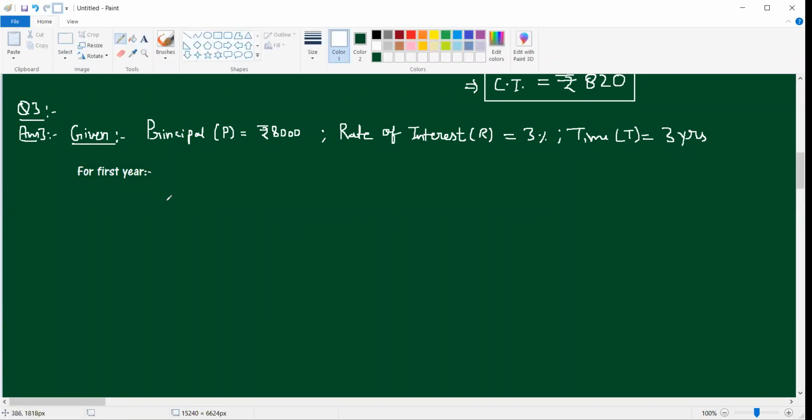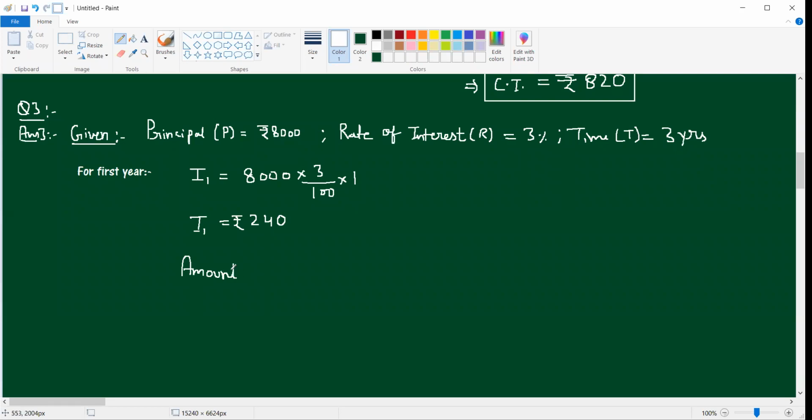What happens for the first year? I1 will be equal to, again the formula you have to write, P into rate of interest, 3%, for the duration of 1 year. So you will get the answer as rupees 240. Yes. I1.